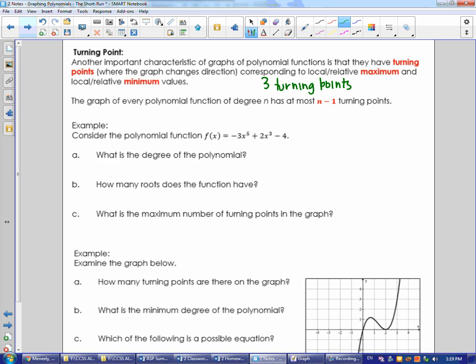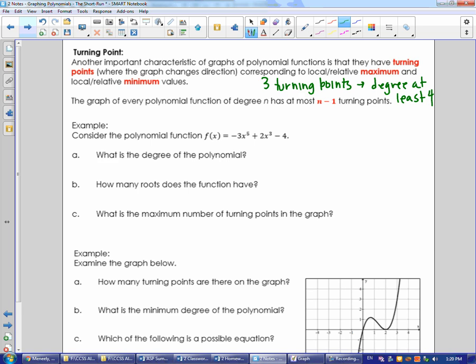the degree has to be at least 4. If there are 5 turning points, then the degree would have to be at least 6. If there are 18 turning points, the degree of my polynomial would have to be at least 19. So the degree has to be at least 1 more than the number of turning points. And vice versa. If you know the degree, if you subtract 1, you'll get the maximum number of turning points.